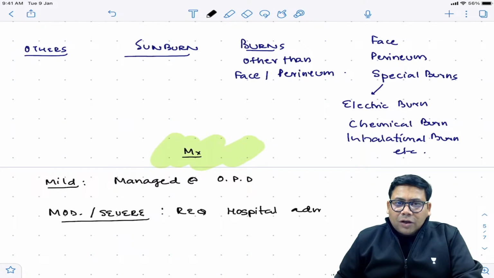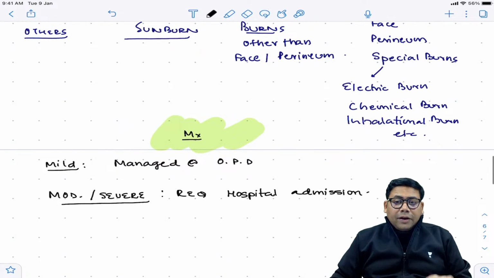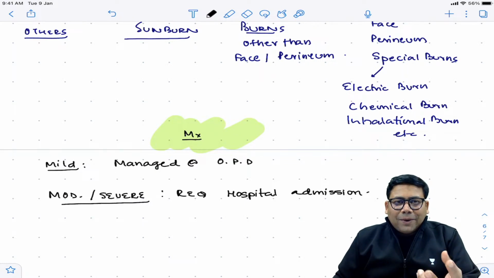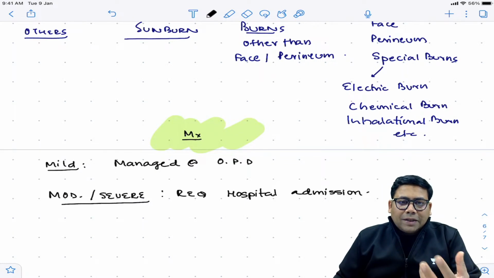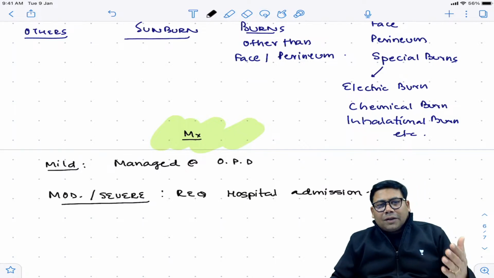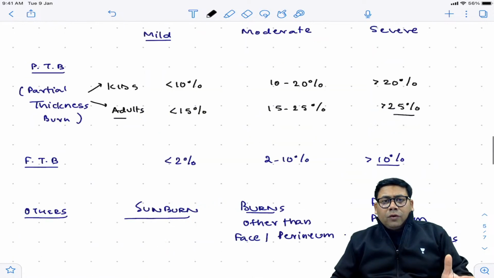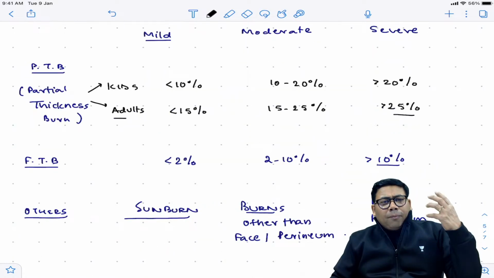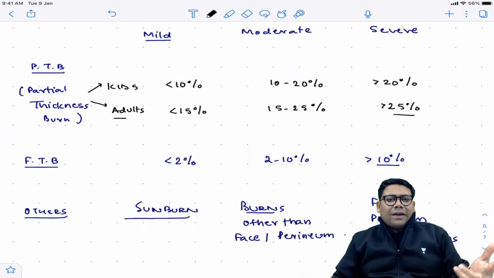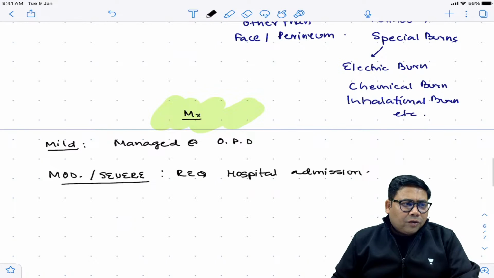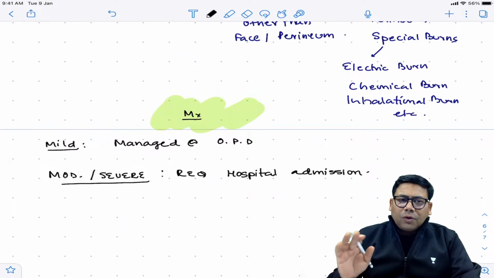Now you will say, sir, why are you teaching me this? Students, because you have got a lot of questions on one aspect: what is the criteria for referral to a burn care unit. Now the question has been twisted. Whenever you admit a patient of burn, you admit the patient in a burn care unit only. So you can say that any full thickness burn more than 2%, or partial thickness burn more than 10% in kids, more than 15% in adults, or any special burn, or burn involving the perineum and the face. This is very important.